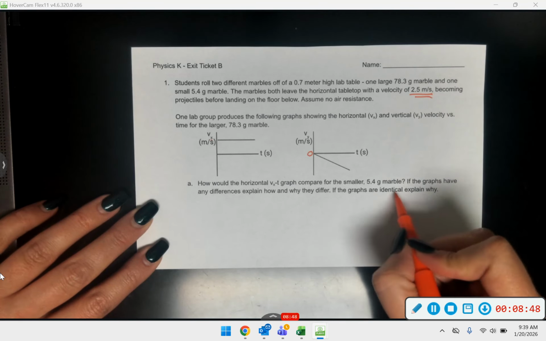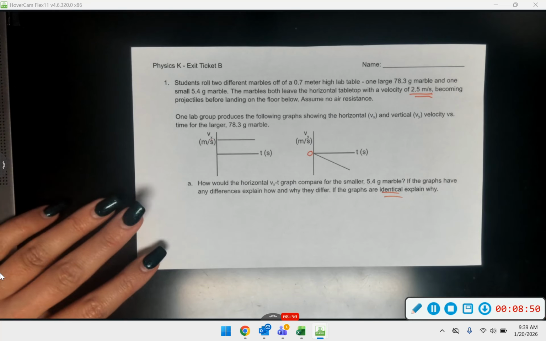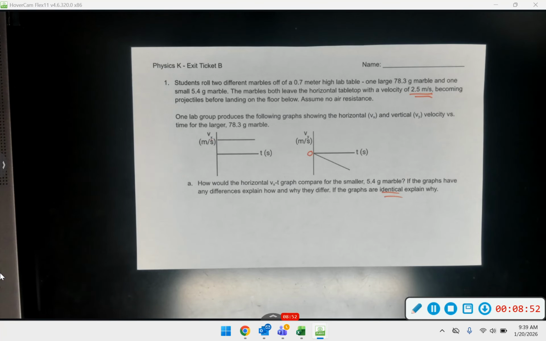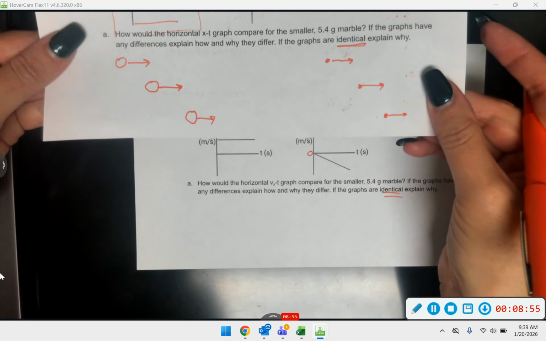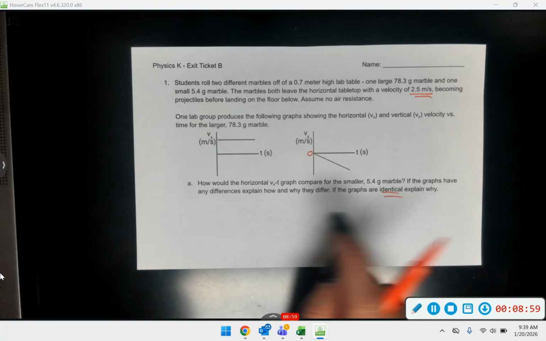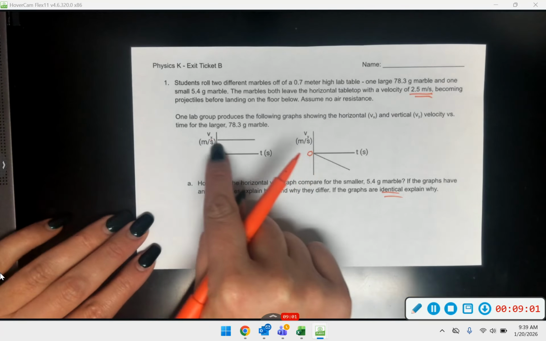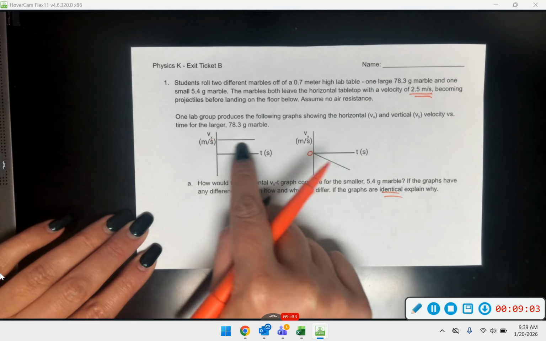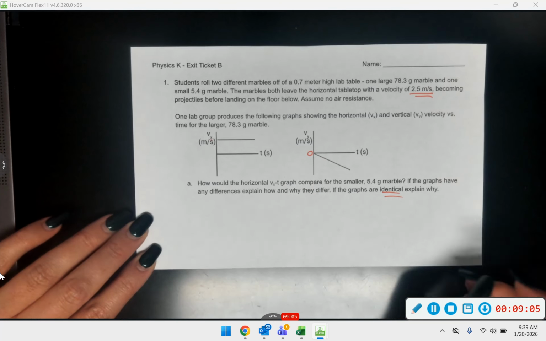So again, these graphs are also identical, because just like in the last problem where we had these marbles that were both moving at the same speed as they fall horizontally, we're still going to have the same horizontal speed as they fall. Again, it's a constant horizontal speed of 2.5.